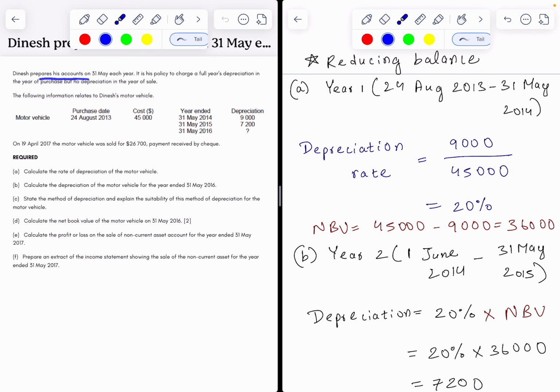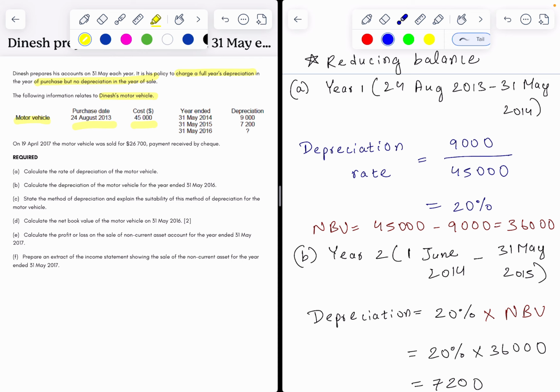Dinesh prepares his accounts on 31 May each year. It is his policy to charge a full year's depreciation in the year of purchase but no depreciation in the year of sale. The following information relates to Dinesh's motor vehicles. So we know that the motor vehicle was purchased on the 24th of August 2013, and the original cost of this motor vehicle is $45,000.